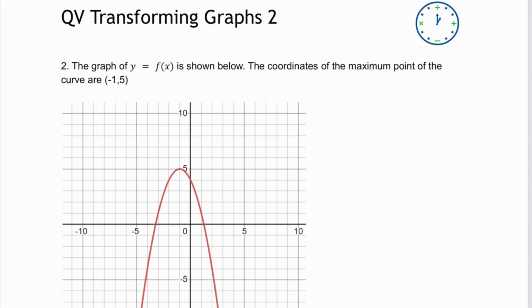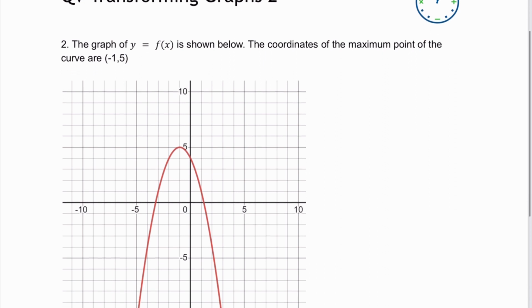Okay, this is the second video in the series where we're looking at transforming graphs. This is a very quick overview.